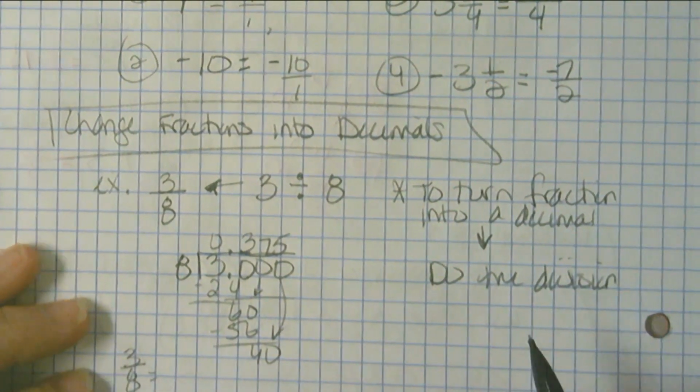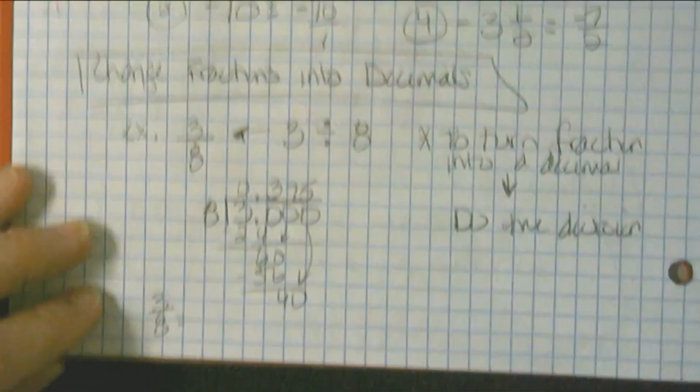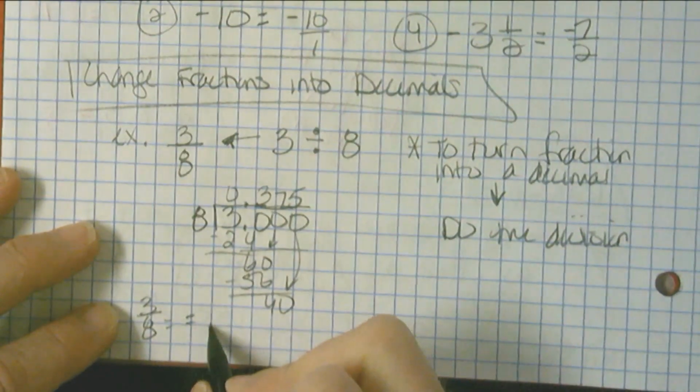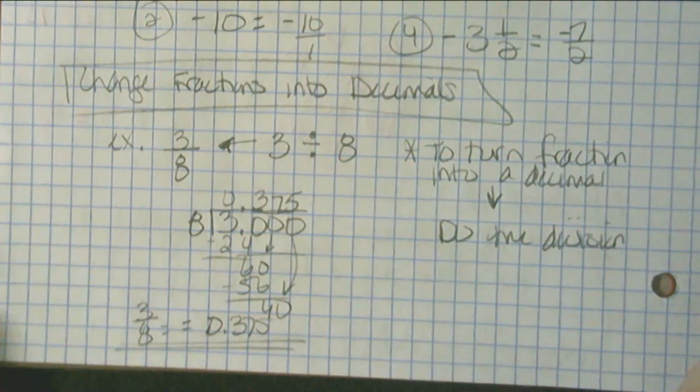How many of you guys got 0.375? Awesome. So 3/8 is equal to 0.375. Brendan.